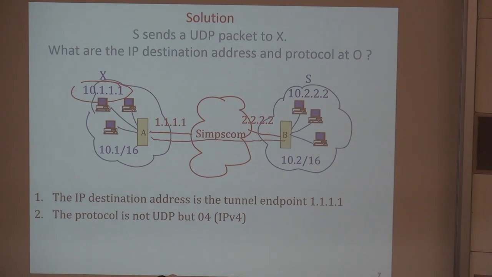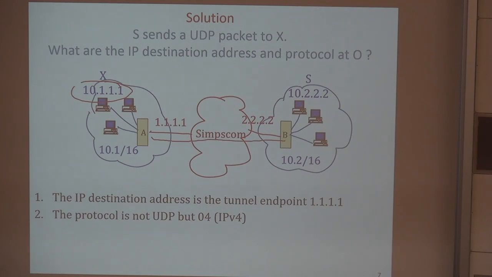Now, of course, if your Wireshark is smart enough, it will notice it is an IP packet inside the IP packet. So you will have a second IP header that will be a 10.1.something destination address and a 10.2.something source address with a UDP port, with a protocol type, which will be UDP, but it's in the second IP header, in the interior IP header.